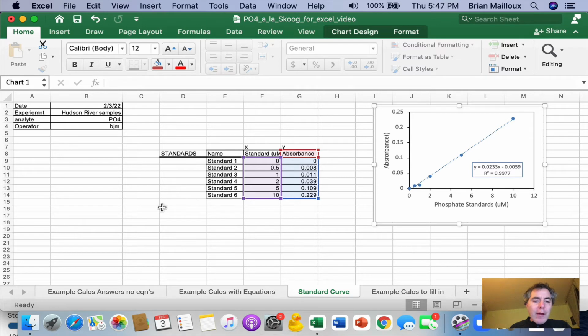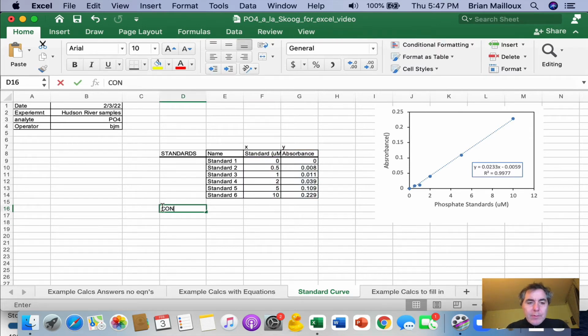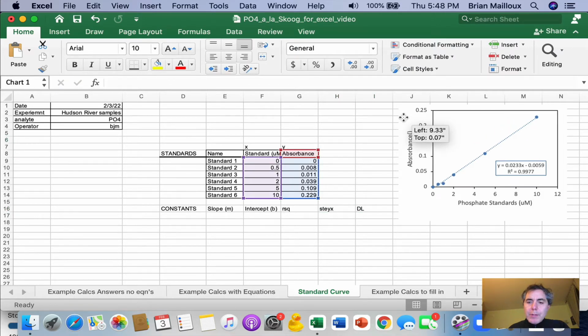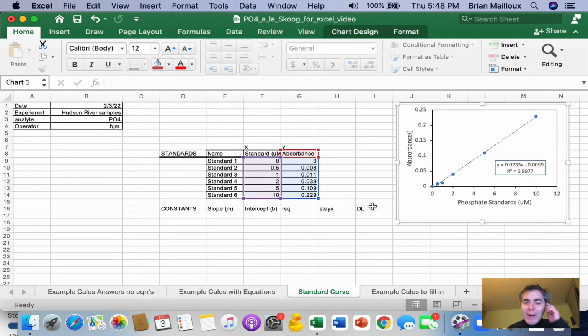But now, if we have unknowns, we need to do our calculations. We're going to make our constants. We're going to need to know our slope, m, our intercept, b, and our r squared. Then we're going to calculate psi x, and this way we can also get a detection limit. So we can do all this. Even though it's written on the graph, I like to calculate it. This way it automatically updates.